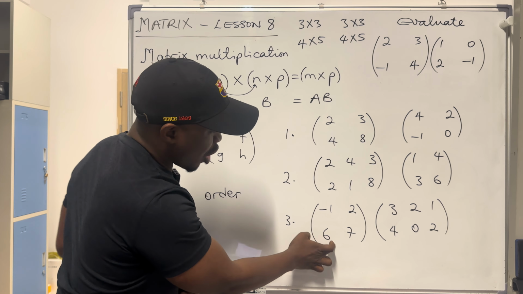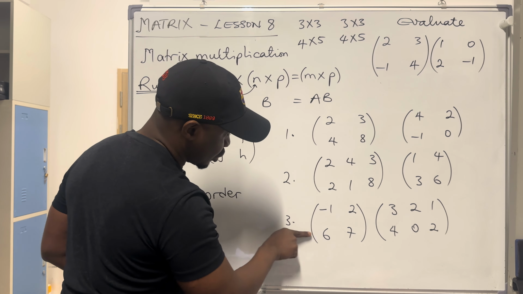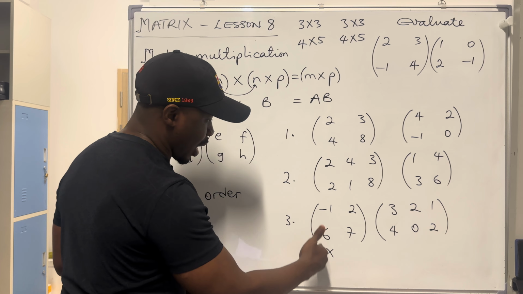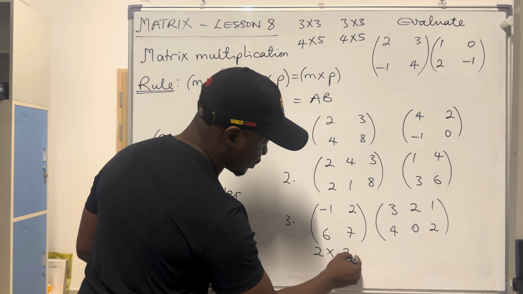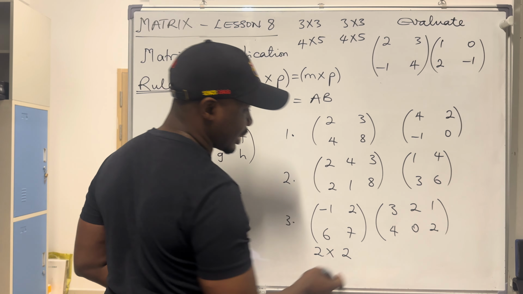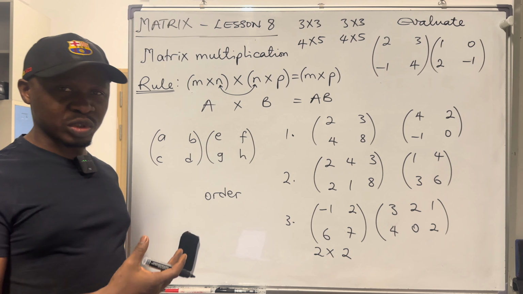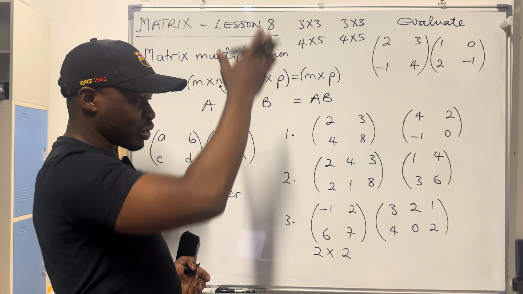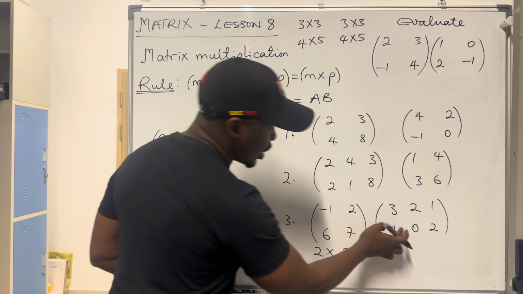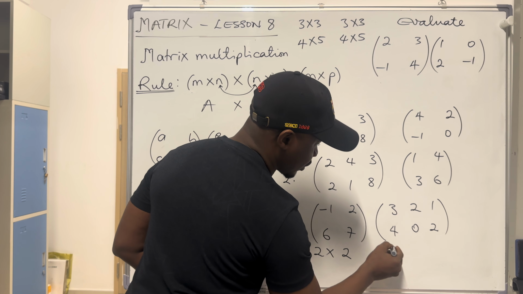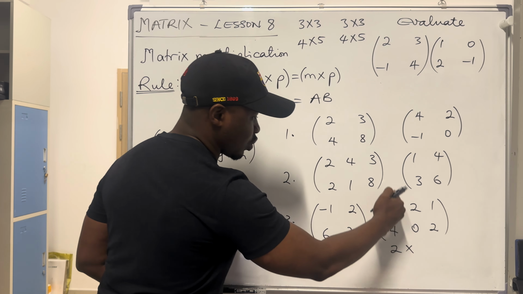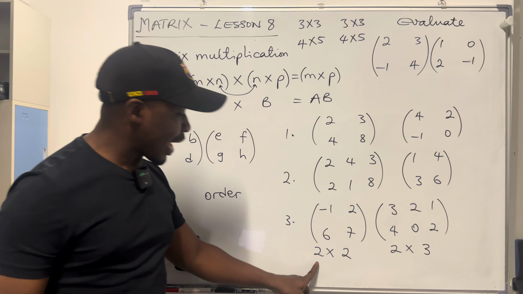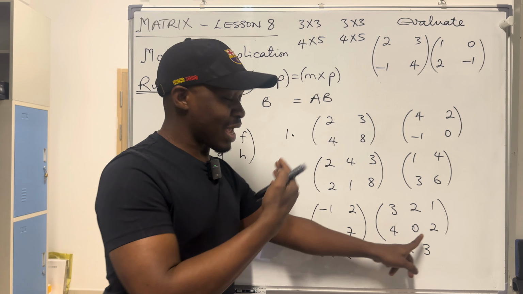For this matrix, how many rows do we have? 1, 2. There are 2 rows. How many columns? 1, 2. There are 2 columns. For this matrix, you always start with the number of rows before number of columns. Rows run horizontally this way. Columns run vertically this way. So how many rows here? 1, 2 rows. How many columns? 1, 2, 3 columns. So this is what we mean by M by N, N by P.